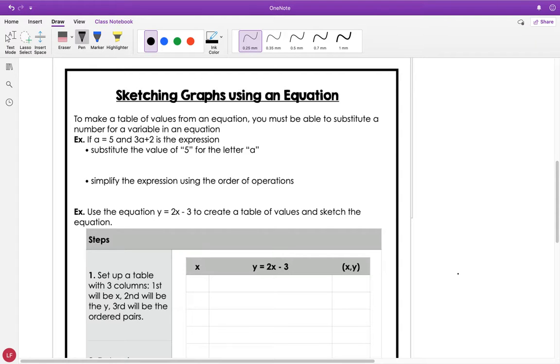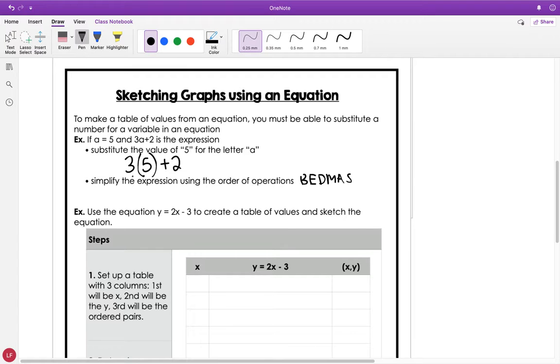So the example I'm going to show you first is if a is 5, and 3a plus 2 is an expression, what would it equal? And so what you do is you substitute the value of 5 for the letter A. How you do that, like I showed you last day, is you, in brackets, to remind you that it's multiplication, replace the A with a 5. So we then simplify the expression using order of operations, or BEDMAS.